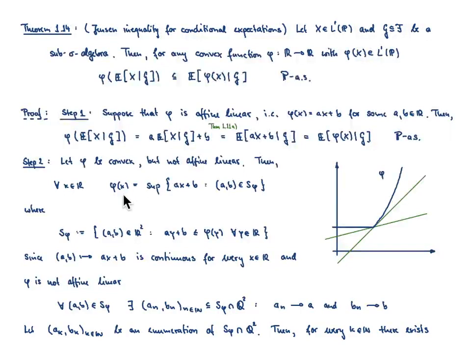So then the following holds true. Any convex function you can write as a supremum over affine linear functions where the coefficients a and b, so the slope and this offset, are chosen from the set S phi, where S phi is simply defined as the set of all points a, b in R2, such that this linear function ay plus b is less than or equal to our convex function phi of y for all y in R. So here's a picture of that.